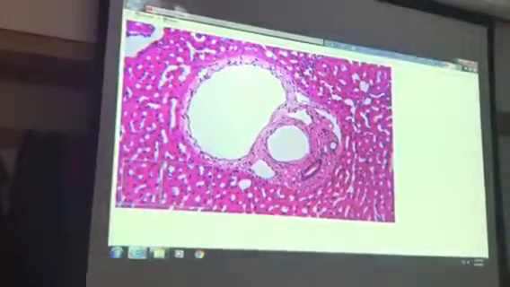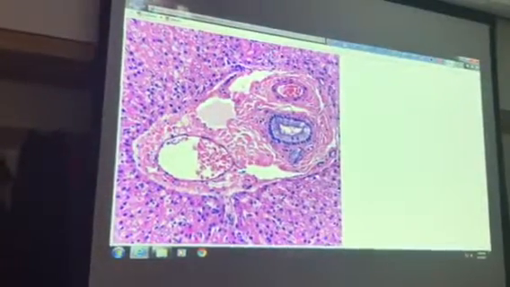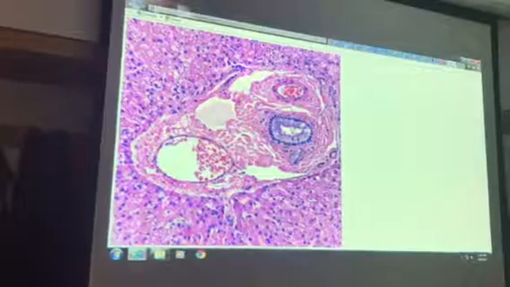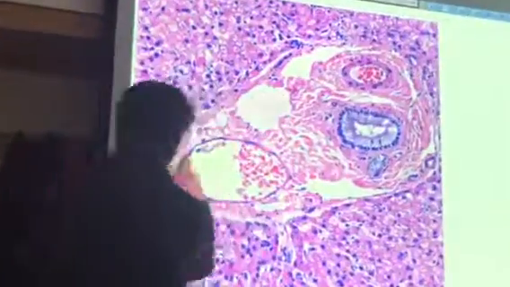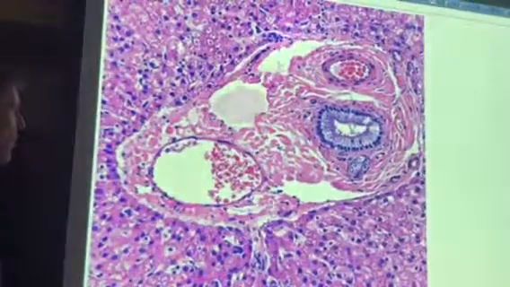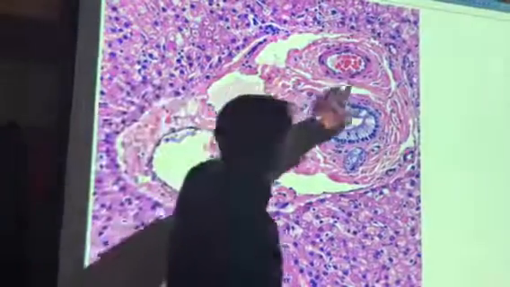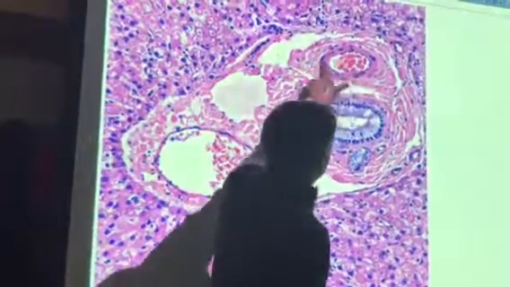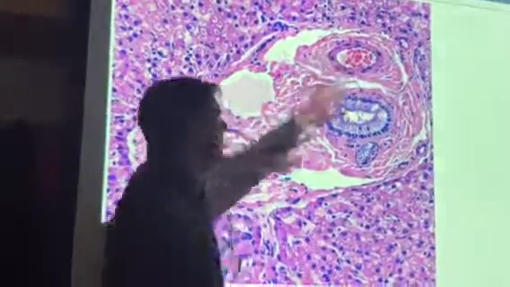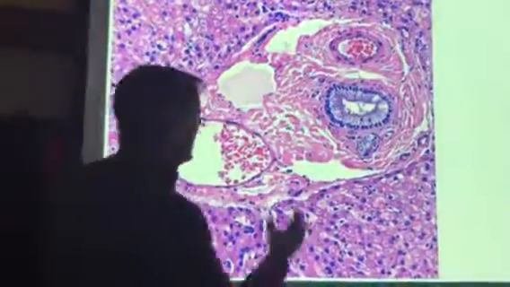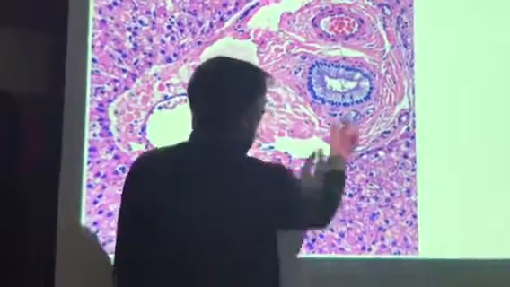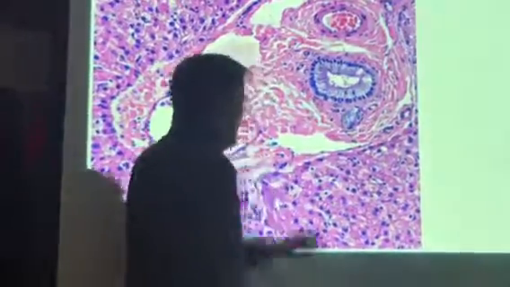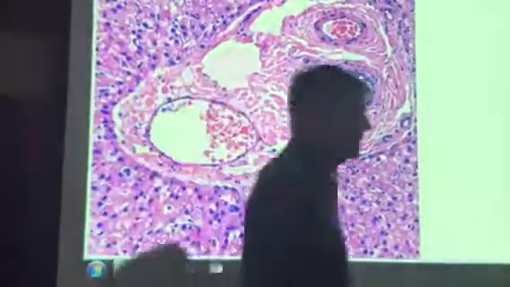Let me show you another one. So here's another one. Again, the biggest one is going to be the branch of the hepatic portal vein. This one here that has a fair amount of smooth muscle in its wall, that's a branch of the hepatic artery. And then this one, it almost looks columnar in shape here, but with these well-defined nuclei, that's going to be a branch of the bile duct.